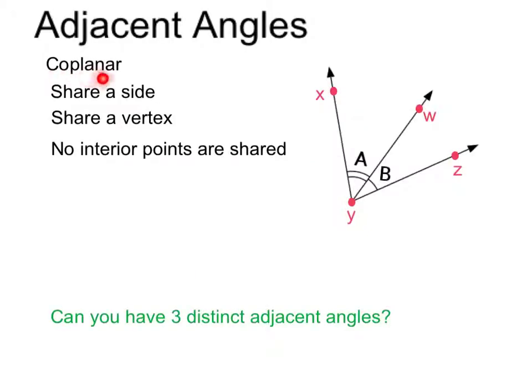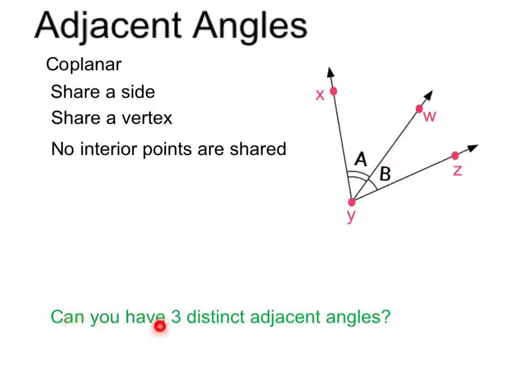Now, coplanar means they exist on the same plane. They share a side. Here we have a side here and a side here, but this is a side that they share. They share a vertex, in this case the vertex is point Y. And no interior points are shared, meaning nothing in here is in here. So every point that exists in A does not exist in B, and every point that exists in B does not exist in A.